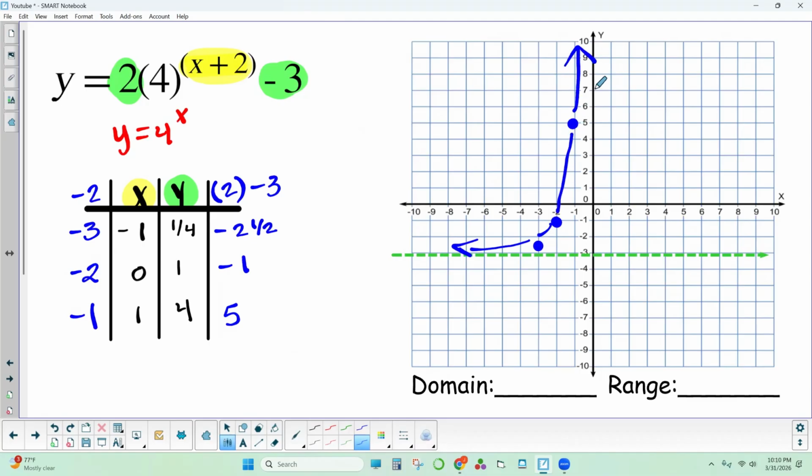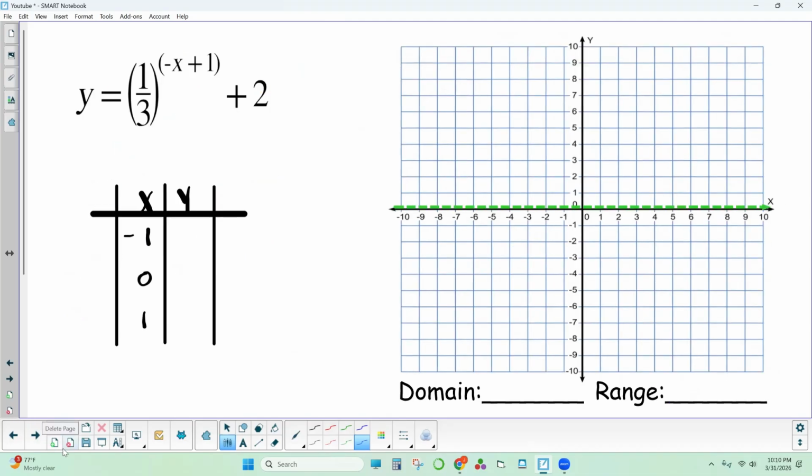And there is my graph. Okay. So the domain is always going to be all real numbers for all of these. Now the range has changed because the graph has shifted down to -3. So our range is -3 to infinity. All right. Okay. Now let's look at the next example.